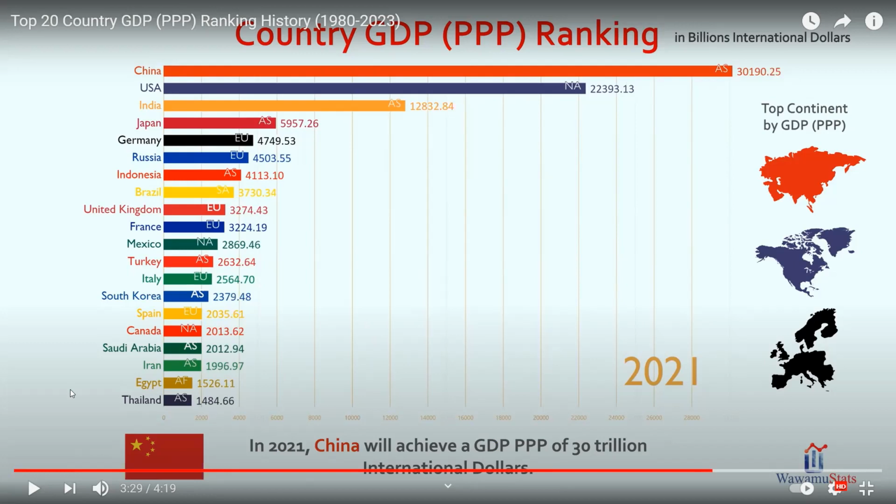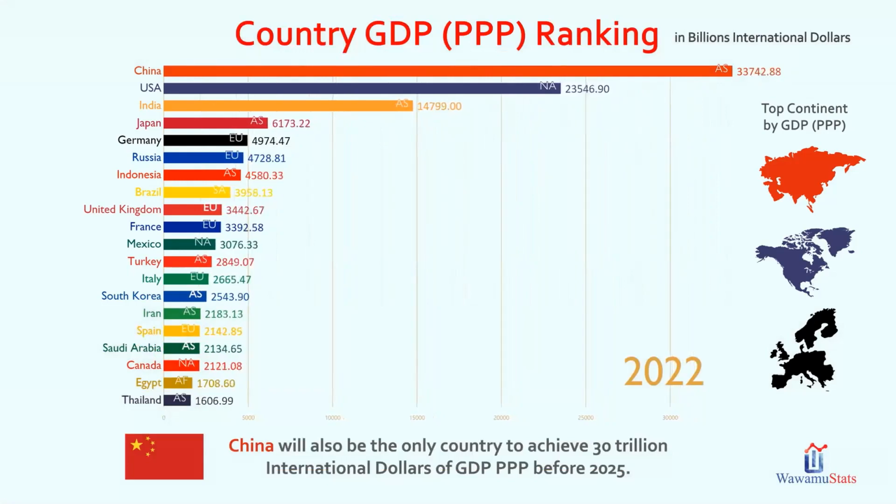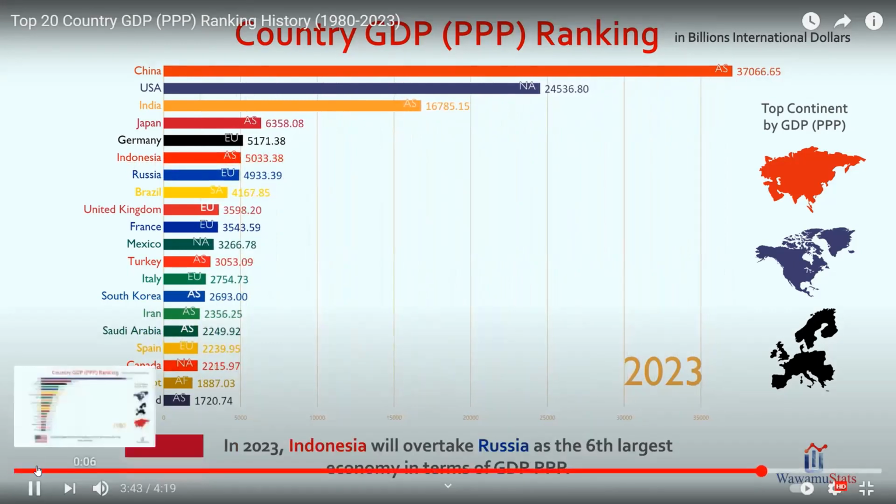Some interesting stuff here. We'll go ahead and finish this out, see what their projections are for the next 2 years. So it says Indonesia in 2023 is expected to overtake Russia as the sixth largest economy in terms of GDP. Indonesia is a tiny little country. Isn't it also an island nation? I believe it is. So they are going like gangbusters right now to produce stuff that is highly valuable and is traded all over the world.